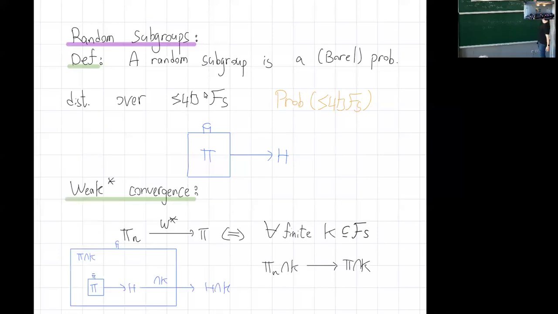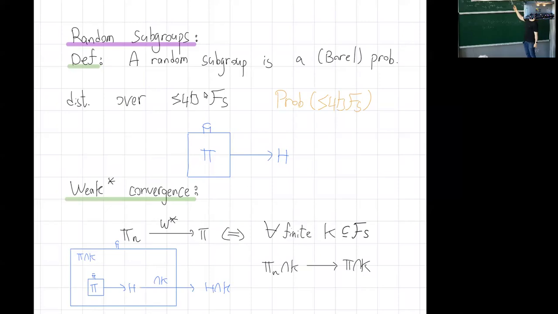Now, this space of probability distributions over subgroups, so all random subgroups, also has a very nice topology. This is called the weak star topology. And at least in this case, there's a very straightforward, easy way of defining it. So let's see that we understand it.